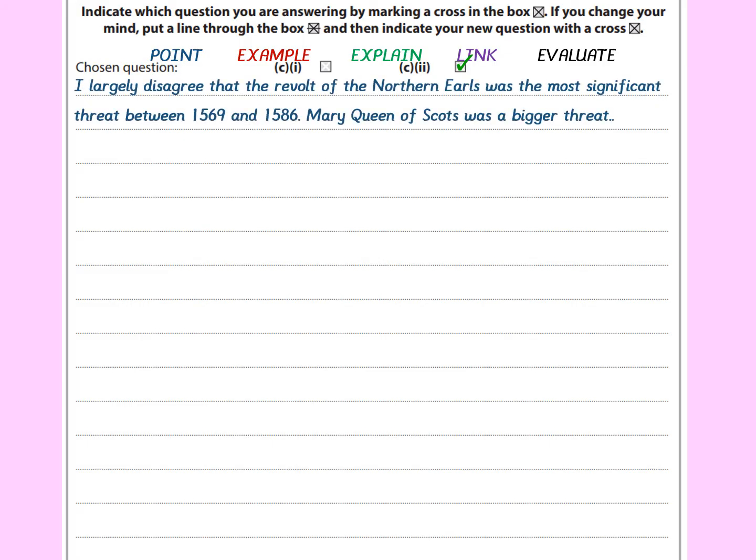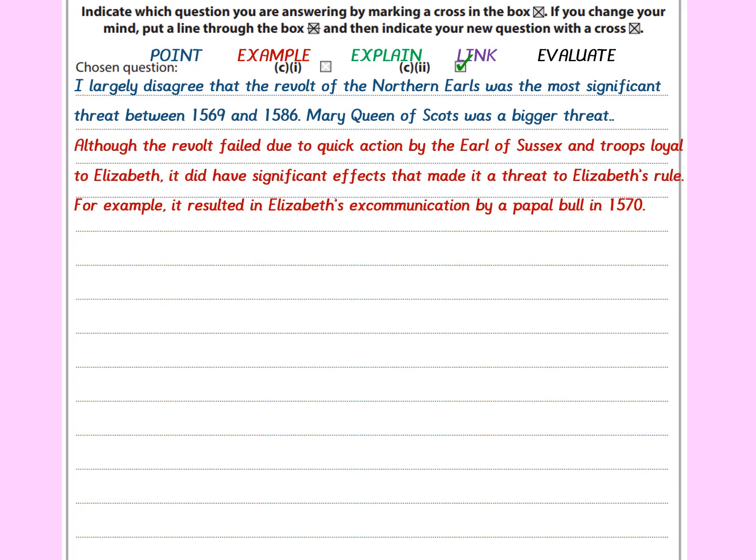I largely disagree that the revolt of the Northern Earls was the most significant threat between 1569 and 1586. Mary Queen of Scots was a bigger threat. So right out of the gates, I've given my opinion here, and I'm now going to spend the rest of the answer trying to back that up, but also looking at both sides. So let's consider the ways in which the revolt of the Northern Earls was a threat first of all.